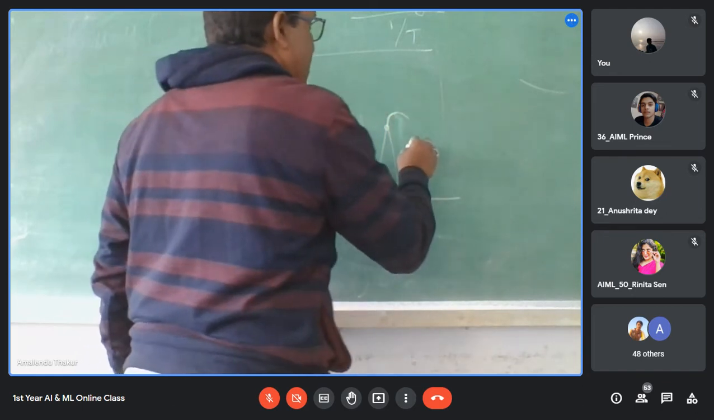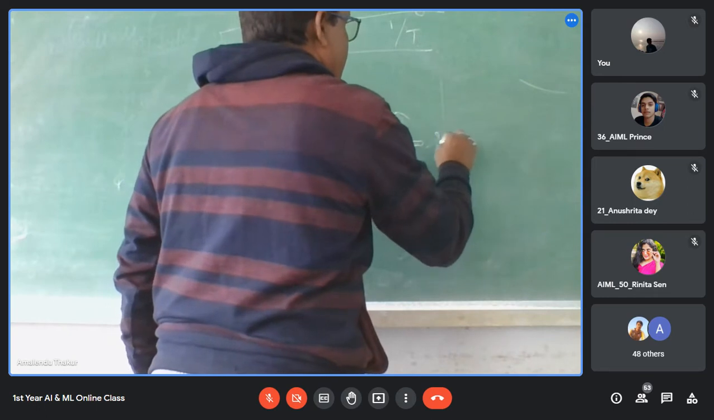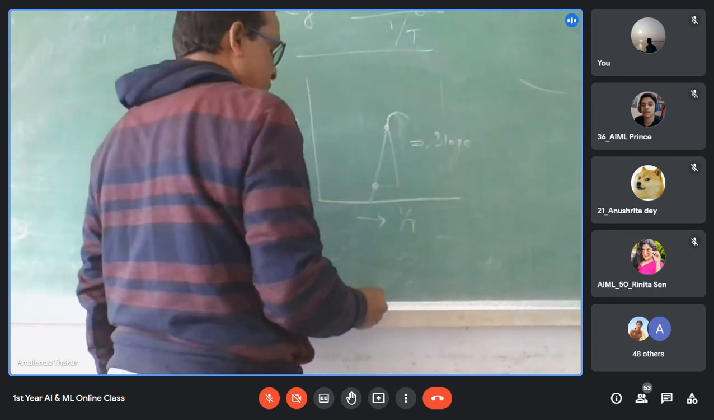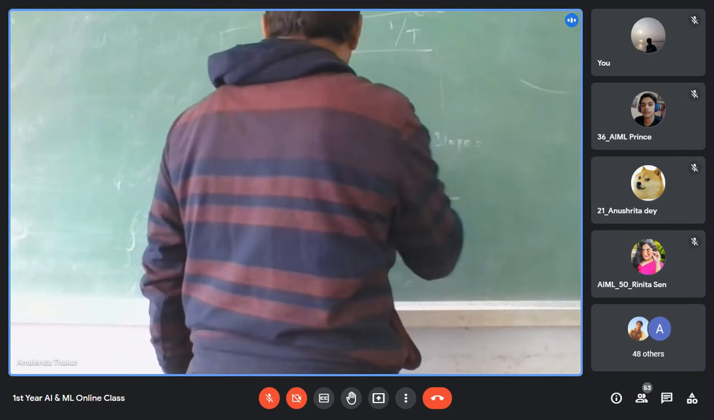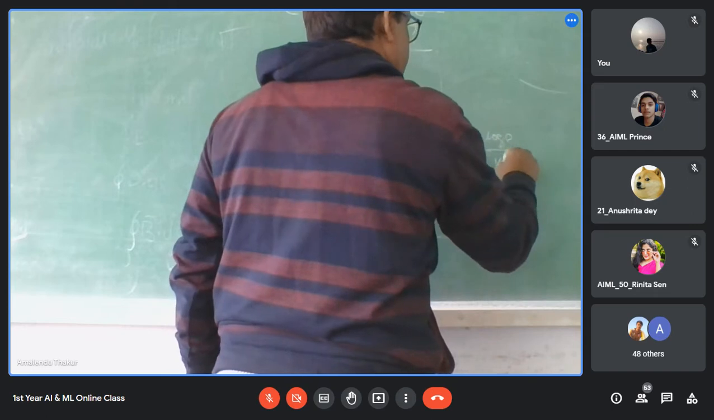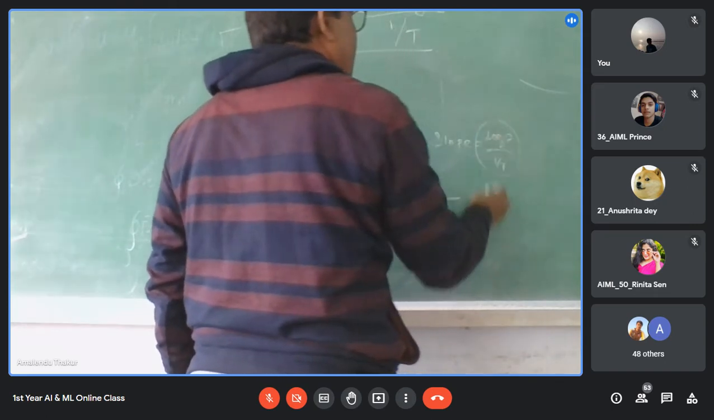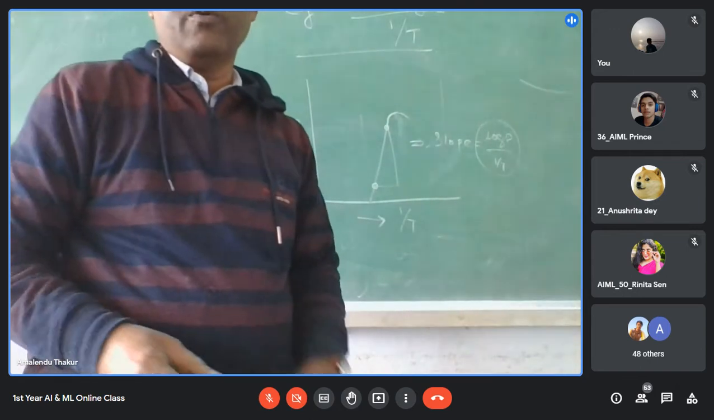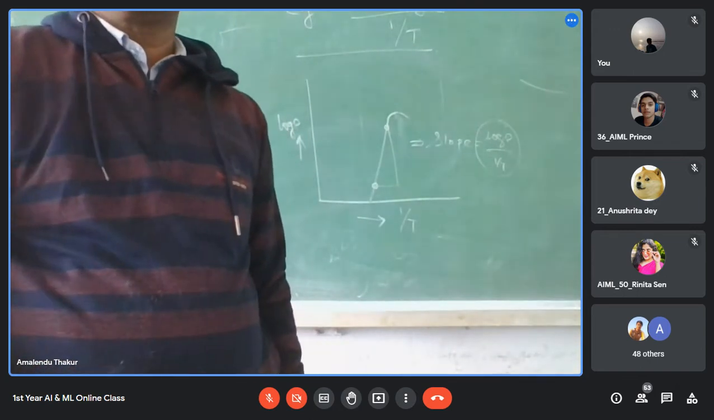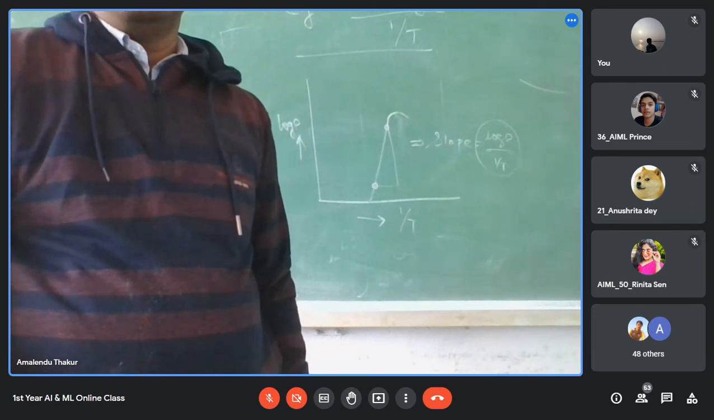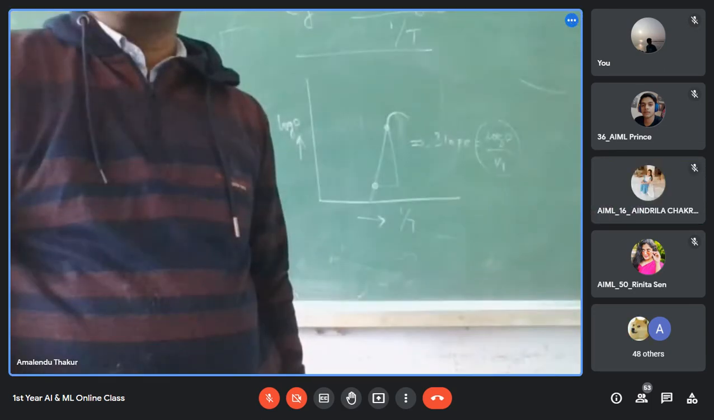From there we calculate the slope. Here, the slope is equal to what? The slope is equal to log rho by 1 by T. This is our slope, and we put this value in the equation to get the value of Eg. Okay? This is the method of calculation, right?